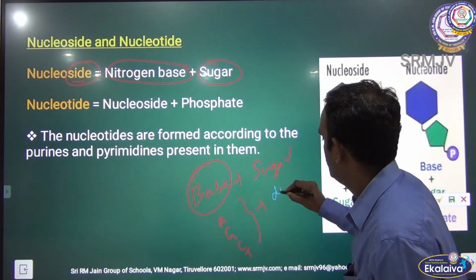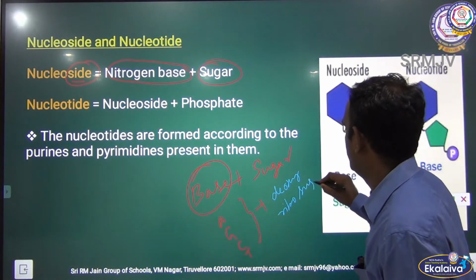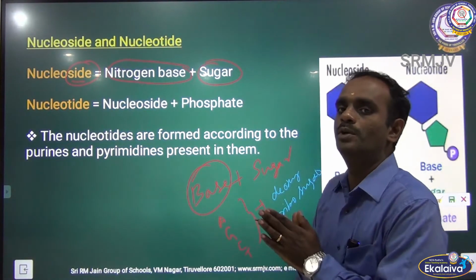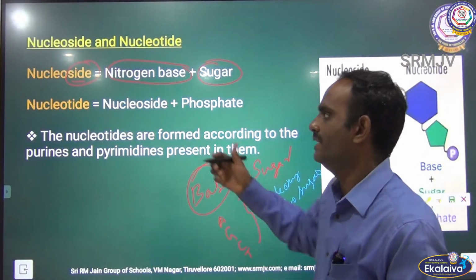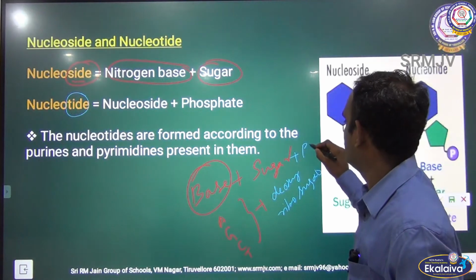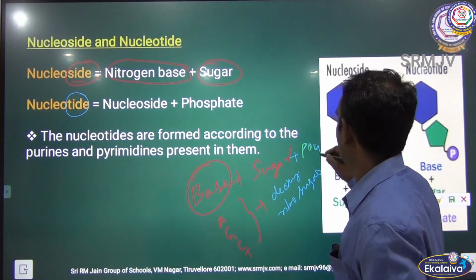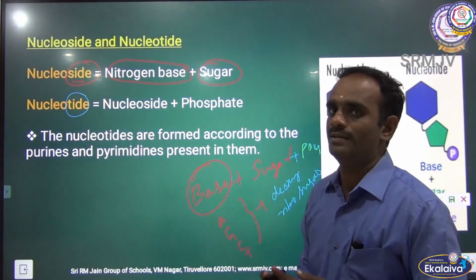What sugar? Deoxyribo sugar. Okay. This is called nucleoside. And then nucleotide means an extra phosphate group. Just add one phosphate, then it is said to be nucleotide.